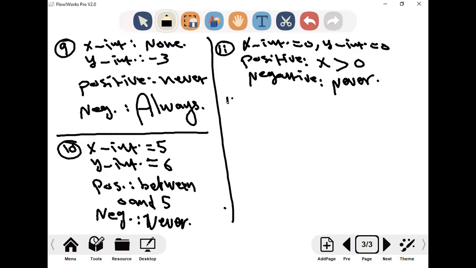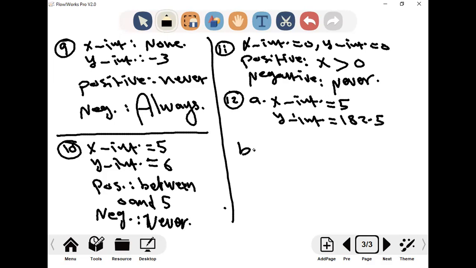Right. Question 12. Find the intercepts. We have tables, right? Part A. In part A, the x-intercept is what? 5. X-intercept is when y is 0. Y-intercept is when x is 0. The y-intercept is 182.5. Right. Part B.